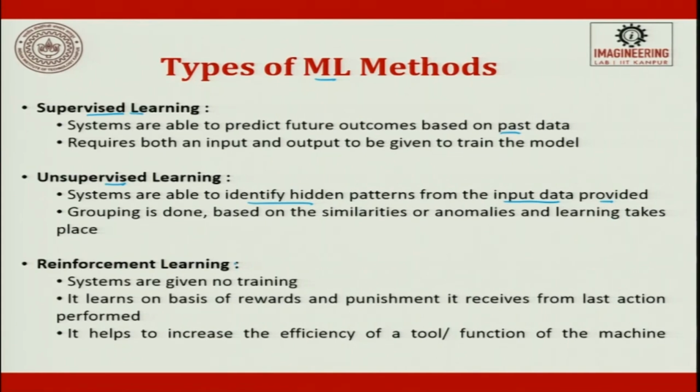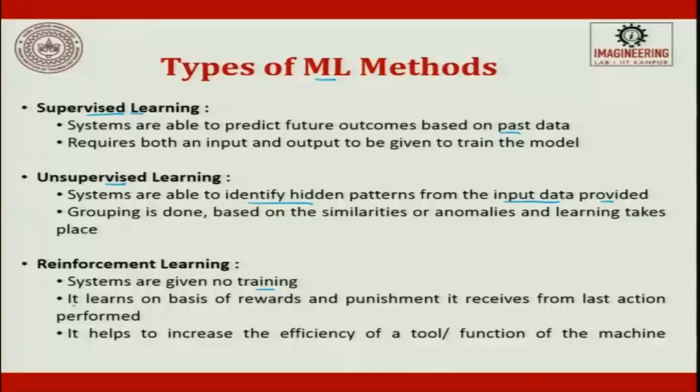What is reinforced learning? The system is given no training, it learns on the basis of rewards and punishments it receives from the last action performed. So here there is no training, as and when it takes a good decision, assume it is like a dog, it learns on the basis of reward. As soon as you ask a dog to do an operation, the dog does it, and immediately you give a reward to the dog. The dog takes it and thinks, okay, this is the best thing, and if you stare at the dog while training, then it thinks that it is a punishment. So it will not repeat the same action.